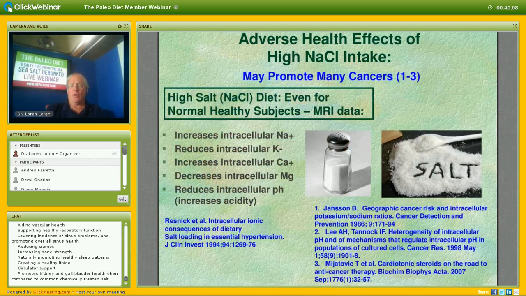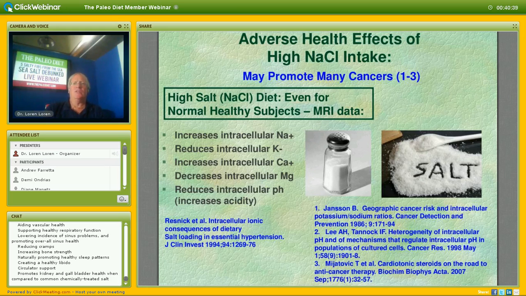Less well appreciated is that high salt diets seem to promote a variety of cancers. My colleague, Birger Jansen, who has now passed away, at the Cancer Center in Texas, was one of the first to blow the whistle on the notion that high salt diets tend to promote cancers, and the mechanisms for these were outlined by Loren Cordain and his group.